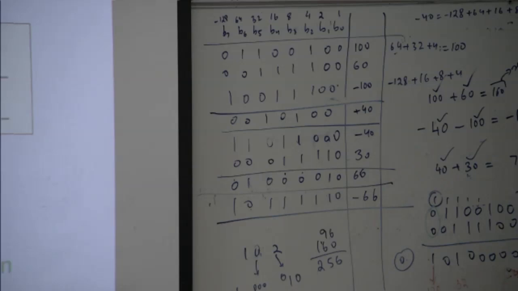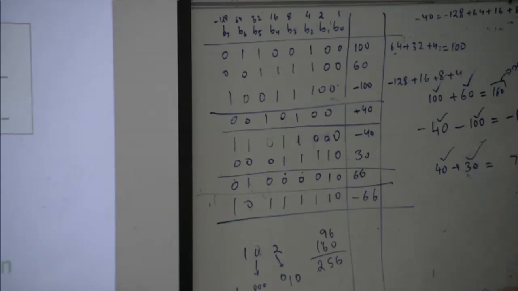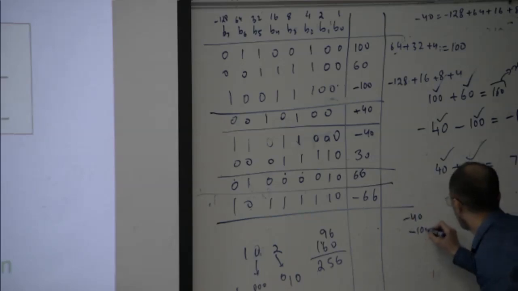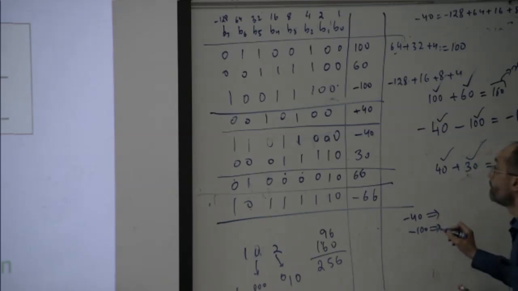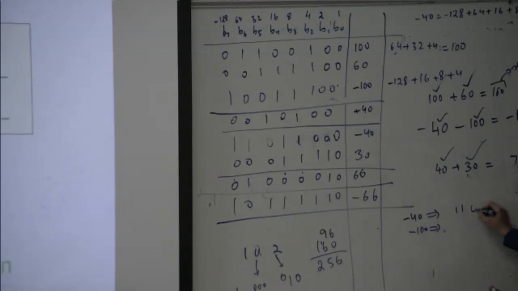Okay, now take another example. Should I rub this off? What is another example? Negative 40. So now we want to do negative 40 with negative 100. What is the code for negative 40? 1 1 0 1 1 0 0 0. And what is the code for minus 100? 1 0 0 1 1 1 0 0.